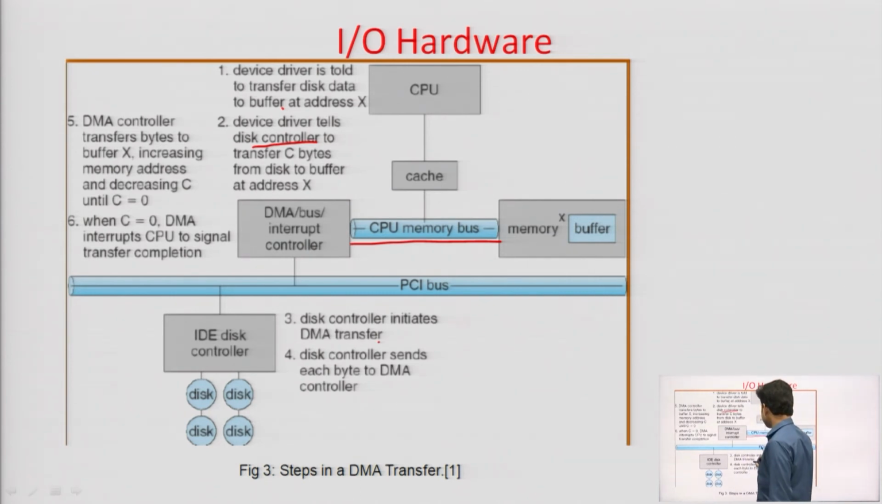The disk controller initiates the DMA transfer, step 3, and then in step 4 the disk controller sends each byte to the DMA controller. The DMA controller transfers bytes to buffer X, increasing the memory address and decreasing C until C is equal to 0. When C is equal to 0, the DMA interrupts the CPU to signal transfer completion.